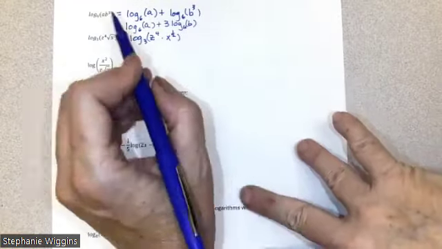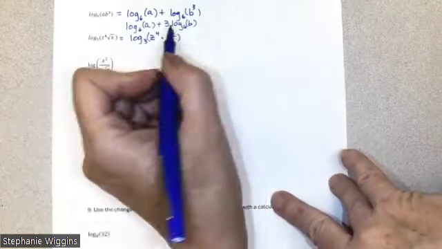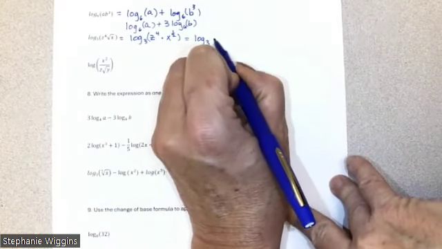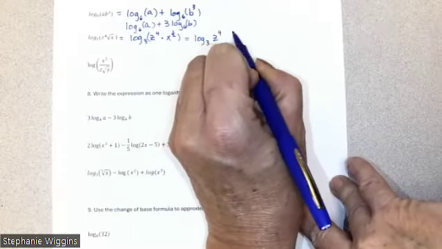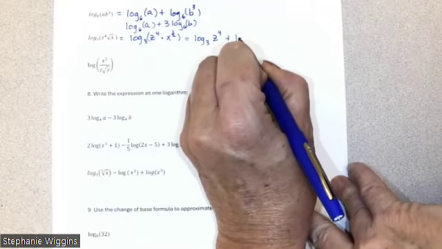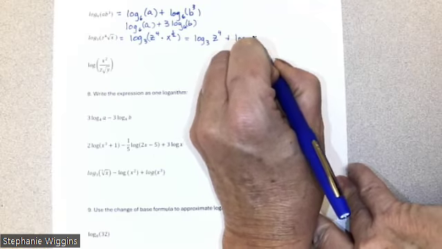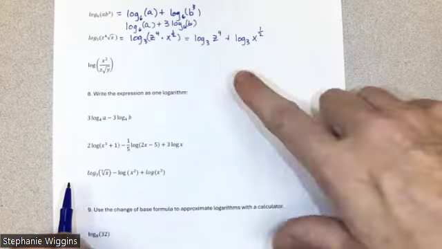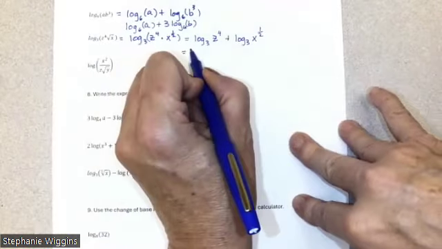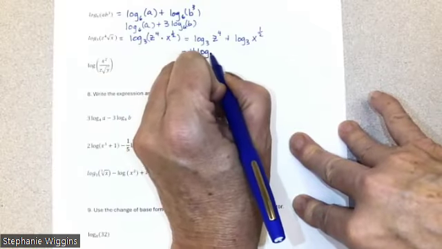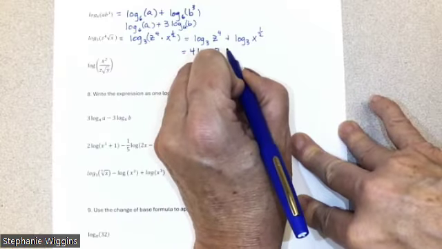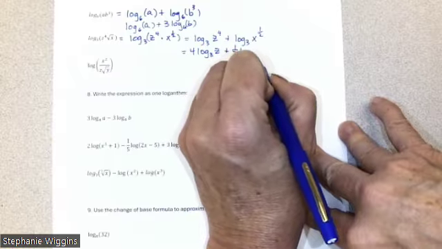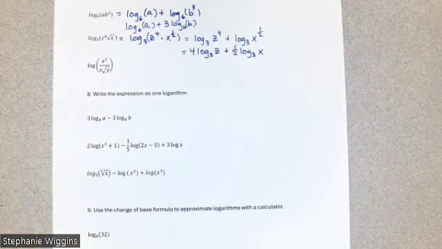So now we have a product here, so we can separate that as a sum. So it's going to become log base 3 of z to the 4th plus log base 3 of x to the 1/2. And now we can go ahead and take those exponents out front, and this becomes 4 log base 3 of z plus 1/2 log base 3 of x. So it's completely expanded.